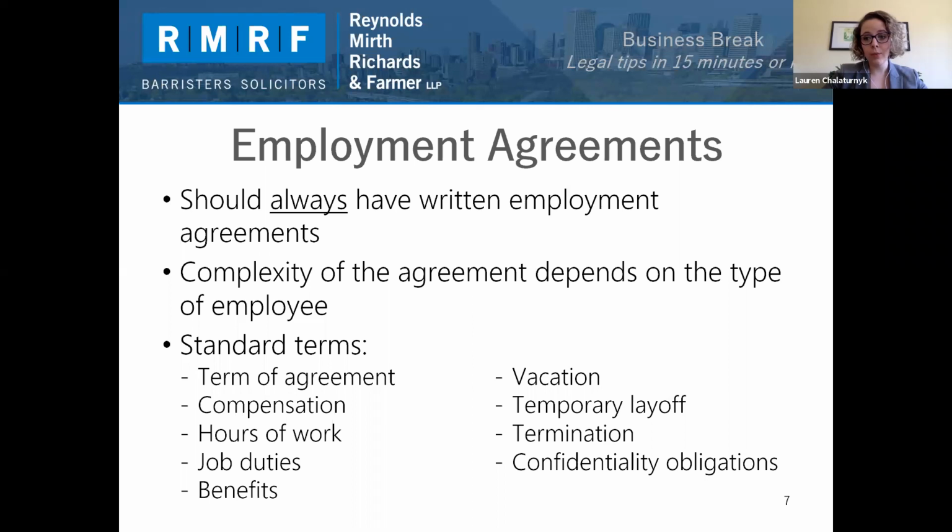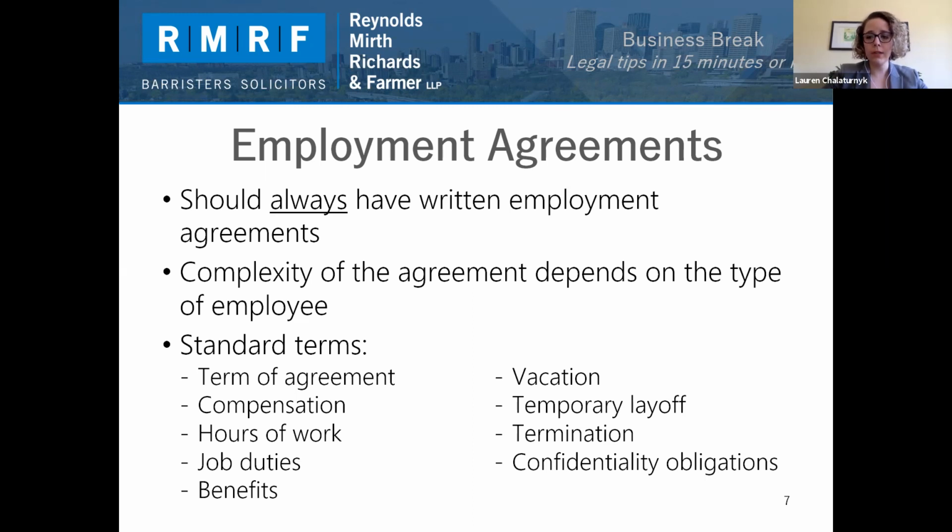Termination provisions are very important, so it's very clear to employees what will happen if either they terminate the agreement or if the employer terminates the agreement. And then for a lot of employers, confidentiality obligations are also generally quite important.